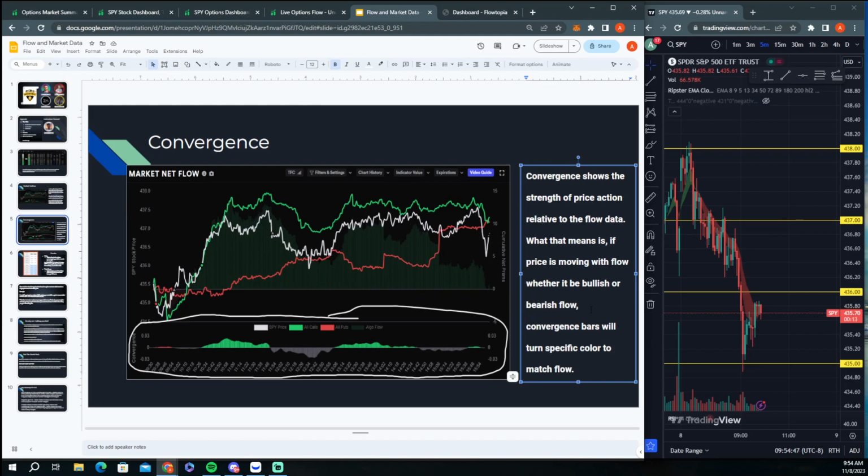I'll just finish up this little thing here. So convergence bars will turn a specific color to match flow. So if it's bearish flow, they'll turn red as momentum is heading down. And if it's going contrary to flow, it will flip gray. So say for this example, you can see green, the call flow is up, the market was moving down slightly, it flipped gray, and we had a very nice move down. So gray convergence moves contrary to flow. Green moves with the green flow.